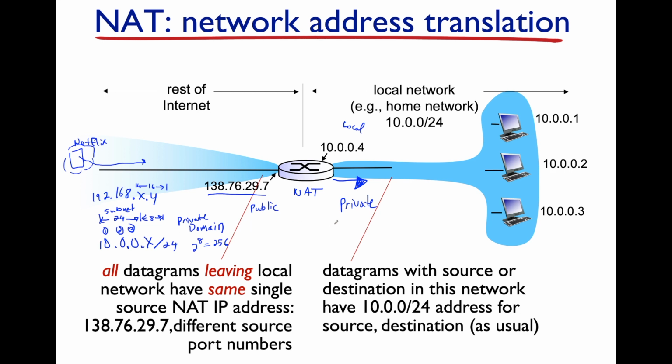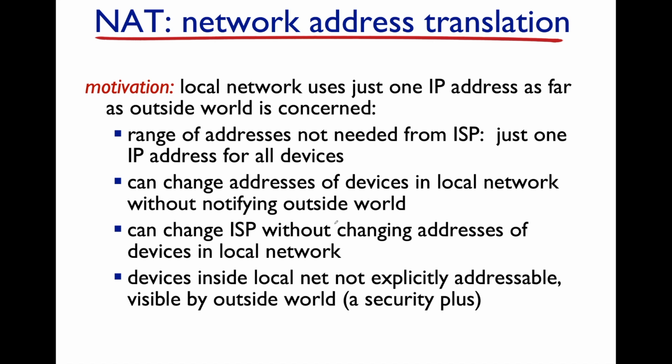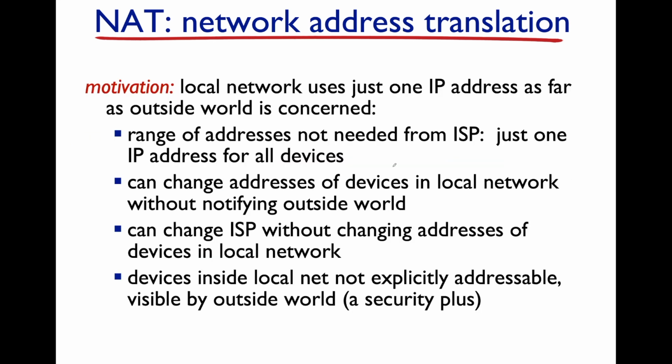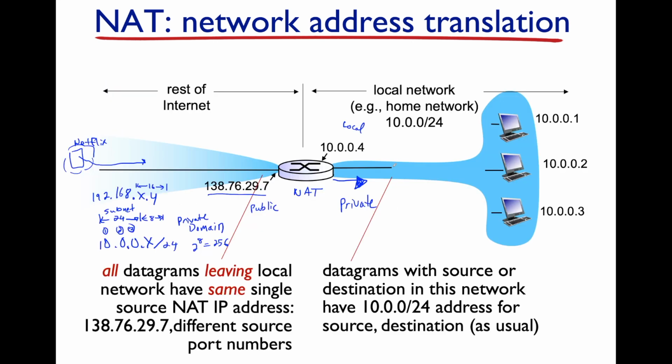Okay, so the motivation for this has to do with the fact that there's just one IP address that you use for the home network, right? So as far as the outside world is concerned, you only have a single IP address. And you don't really need a range of IP addresses from the service provider. All you need is a single one to identify that entry point into the home network. And so, moreover, the devices that you have on the home side, or the private part of the network, their IP addresses can change.